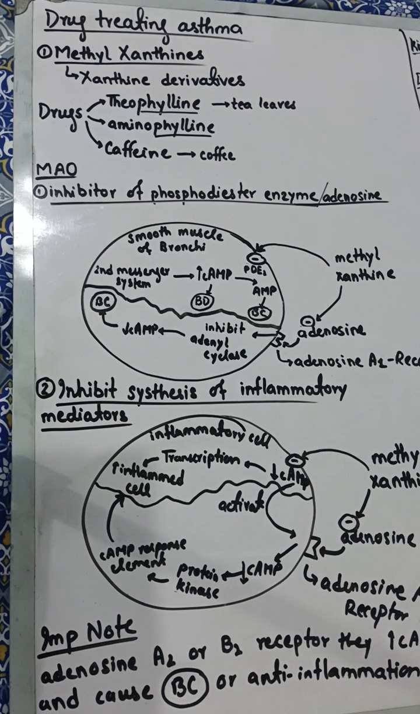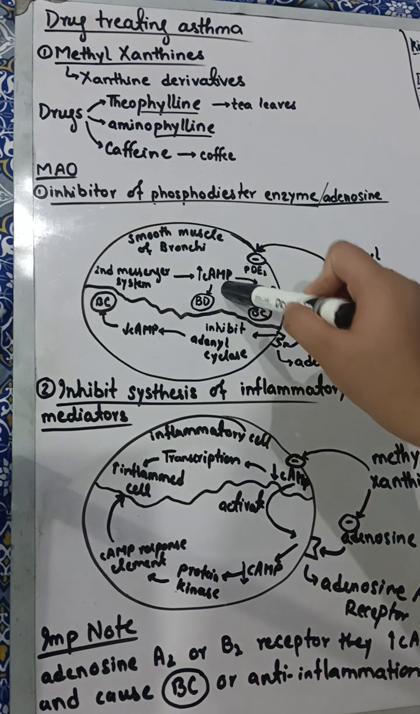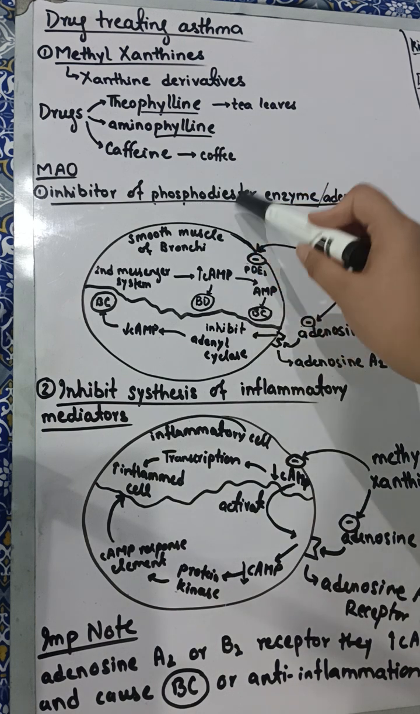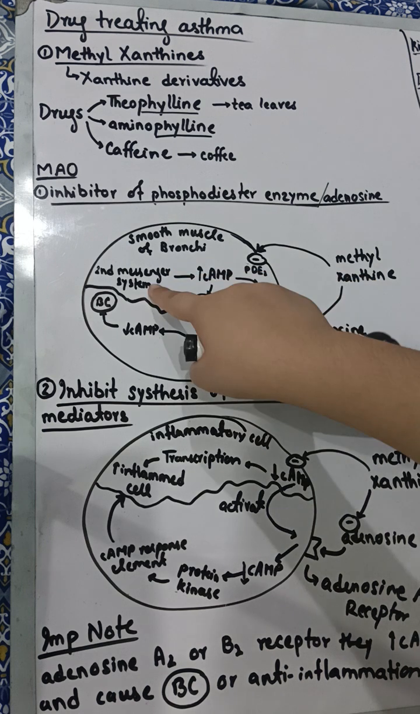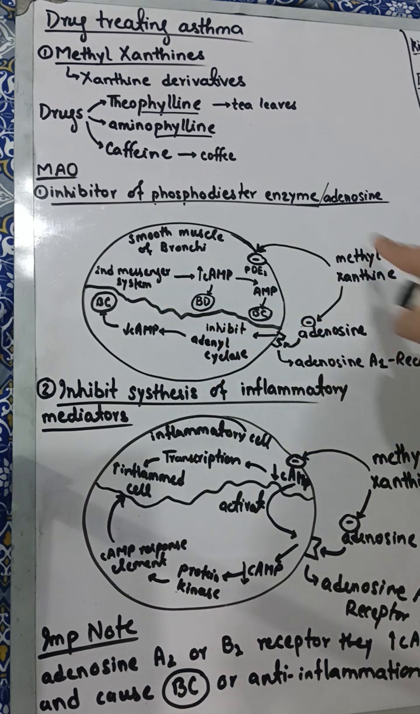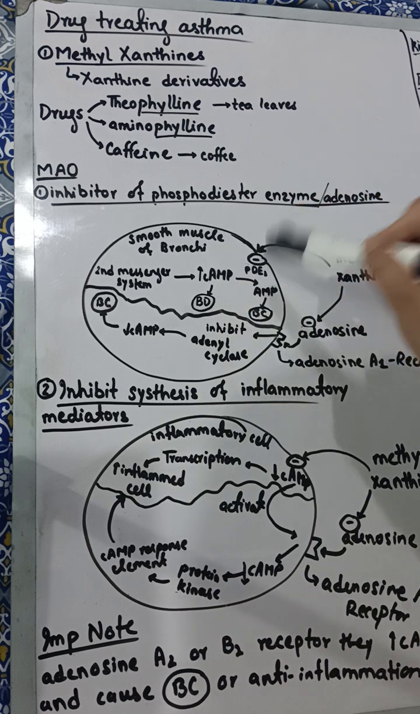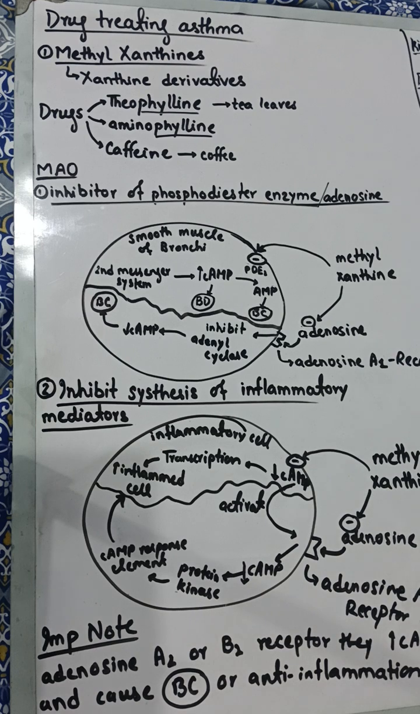Now, there is an enzyme present which converts cyclic AMP into simple AMP. This enzyme is called phosphodiesterase, PDE. You know that cyclic AMP is produced by the second messenger system. Your methylxanthine is going to inhibit that enzyme, so it cannot convert cyclic AMP into AMP. Cyclic AMP will cause bronchodilation, which is our main purpose in an asthma patient.